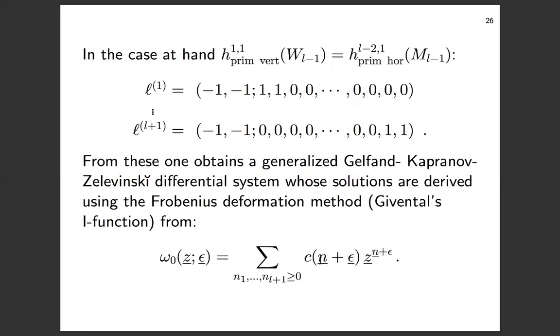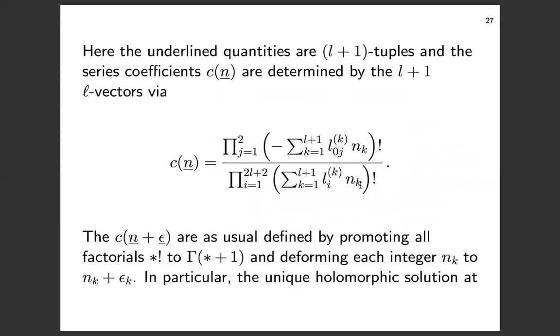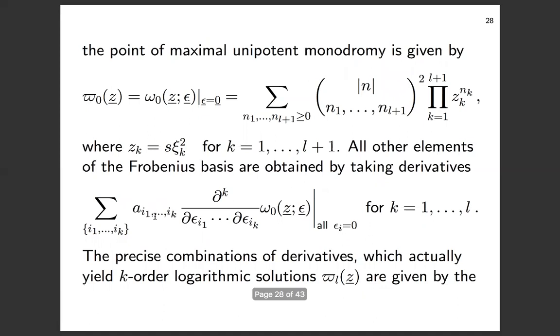You have basically a generalized hypergeometric function, and you define these coefficients as depending discretely on n, but you deform them by an epsilon parameter, and so you deform the exponential. These coefficients are given basically by exponents, Pochhammer symbols or gamma functions or factorials, and if you replace these factorials by the gamma function, you get the deformation, and then if you take the derivative of this form, you get all the higher logarithmic solutions.